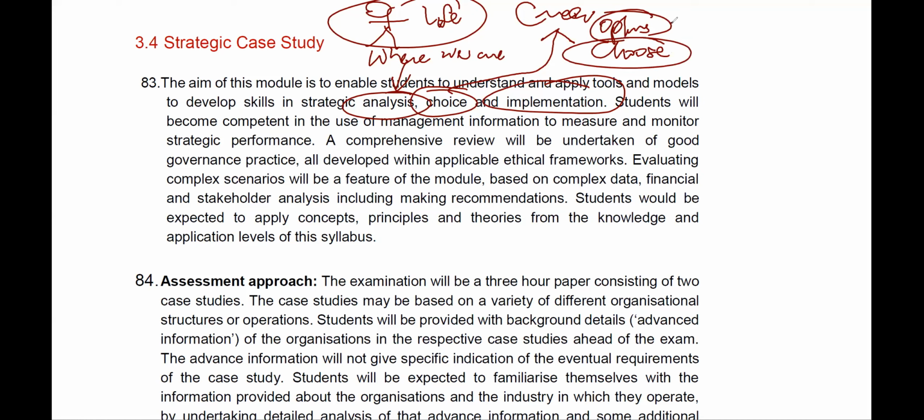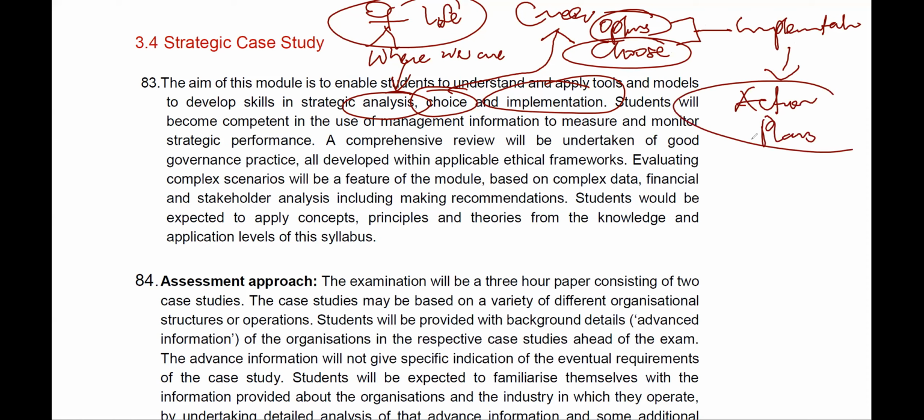Now, when this person decides to choose from these options, he must implement it. Work on them, or bring up some action plans. So the whole purpose of your paper is to teach you these three things: where you are, where you want to go, and how to get there. That is all about strategy. Where you are now, strategic position; where you want to go, strategic choice; and how to get there, strategic implementation.